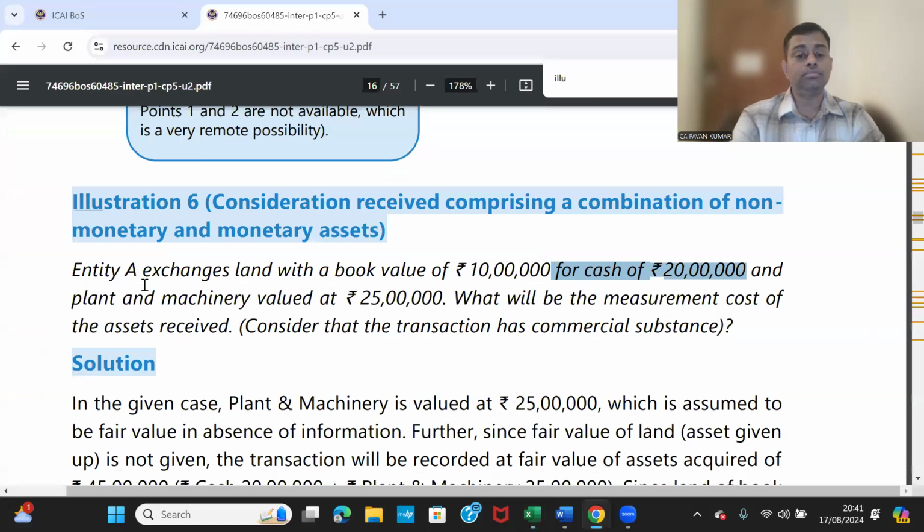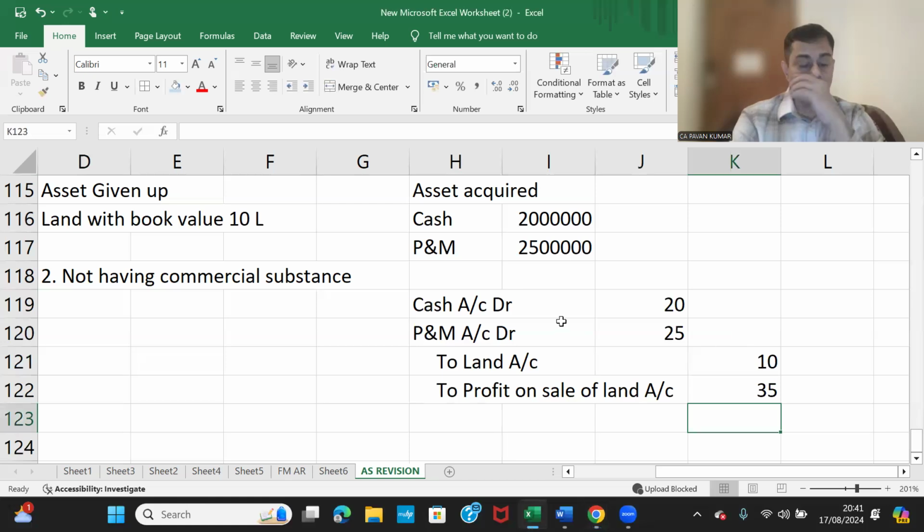Guys, do you understand this question? This question answer, do you understand? So you have received two assets. You have given one asset. How do we record it?